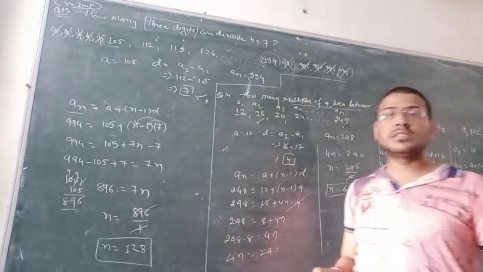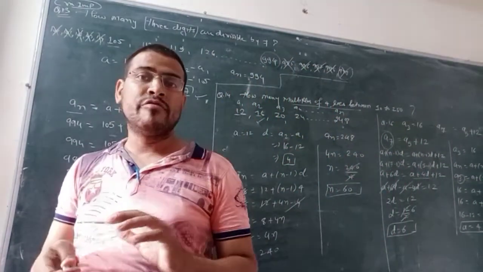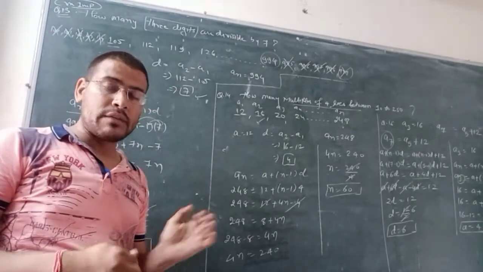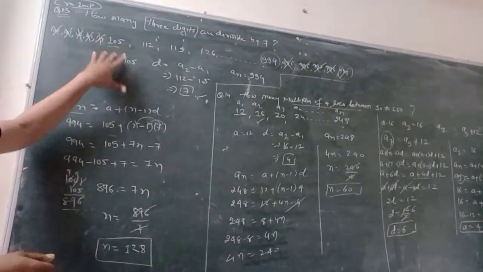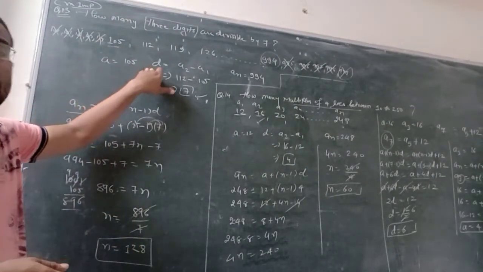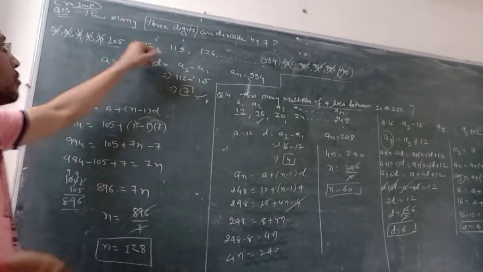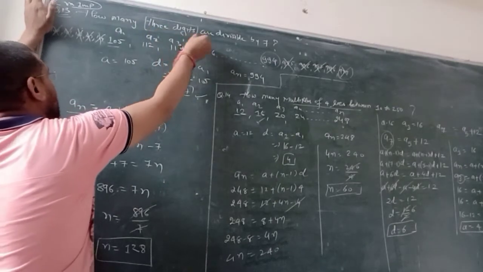Now friends, this is just the question format. So first of all, we have formed the question. Now we will start to solve the answer to this question. See, A is there, that is 105. D, how to find D? D is A2 minus A1. Now this is your A1, this is your A2 and A3 and A4.